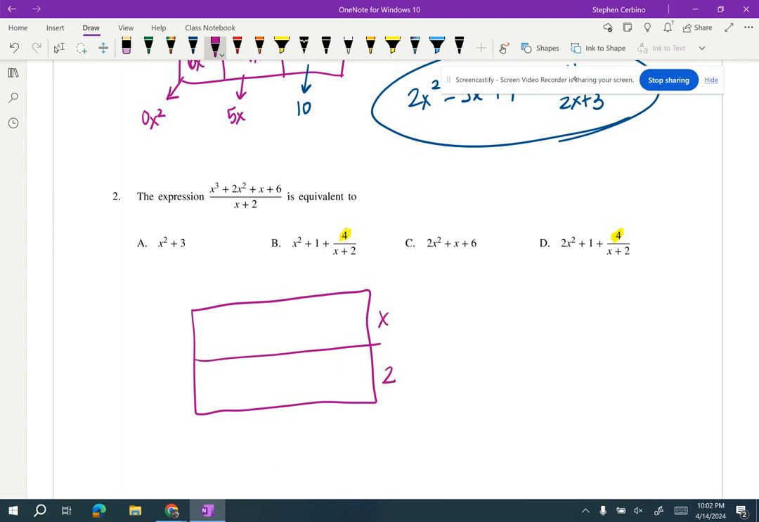And again, we're trying to create this. This is actually a little bit of an easier one. There's no missing term here. So we'll put x cubed in that first box. X times x squared would make x cubed, which again tells us we have 3 columns.